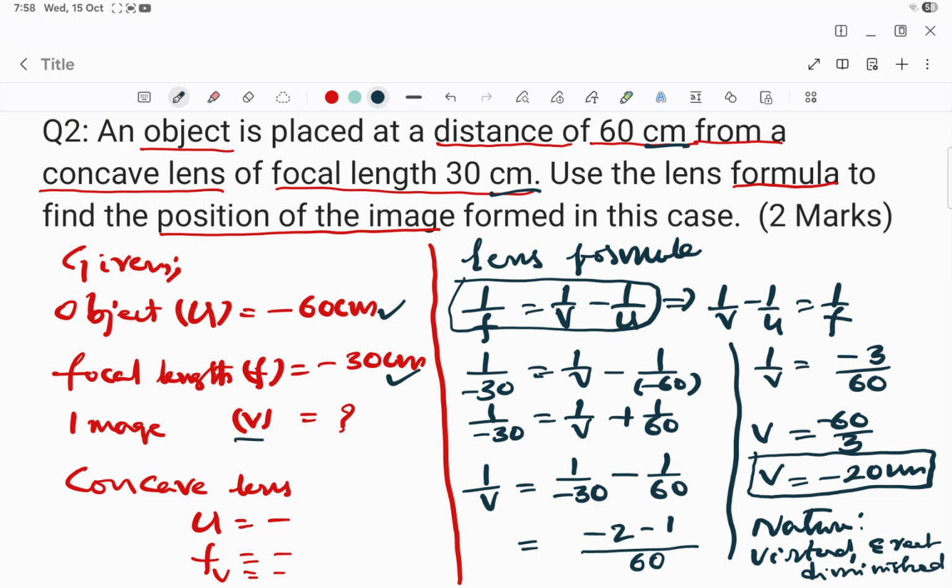So this is the answer for this question. We got object distance, we got focal length, and we finally found the image distance, that is minus 20 centimeter. From that we can understand the image is 20 centimeters away from the center of the lens. Nature of the image is virtual, erect and diminished.